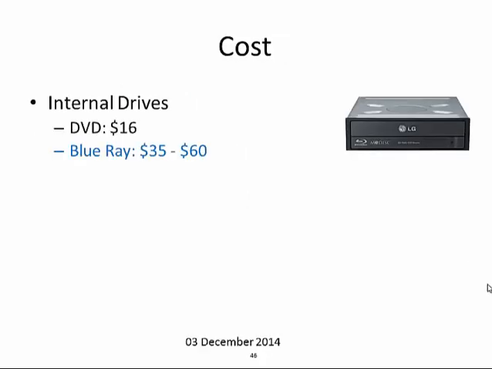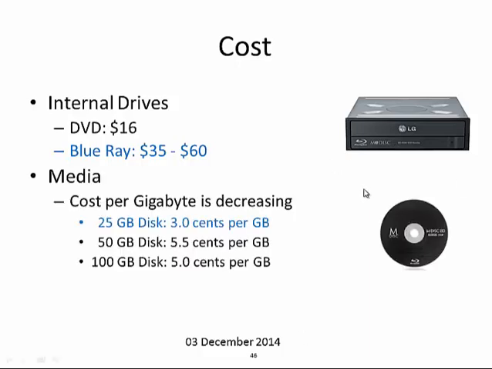Costs are coming down. For example, I have a PC tower kind of a thing, so I can buy one of these internal drives and install it in there and use it. So I can get a DVD writer. I found them as low as $16. Even the Blu-ray ones, which are much higher density, are coming down. I'll show you in a minute. I found one for $35. The media has been kind of expensive and hard to find, but it's coming down as well.